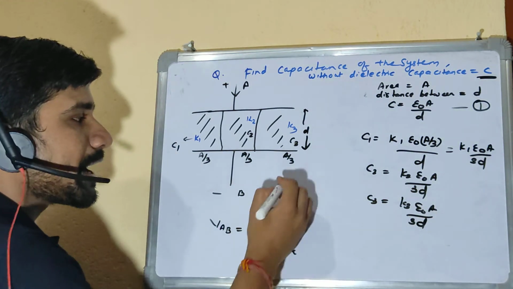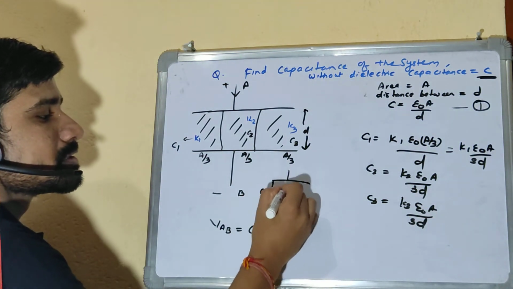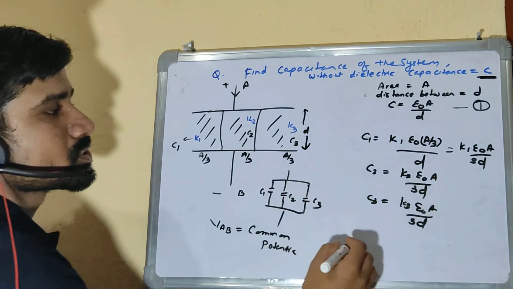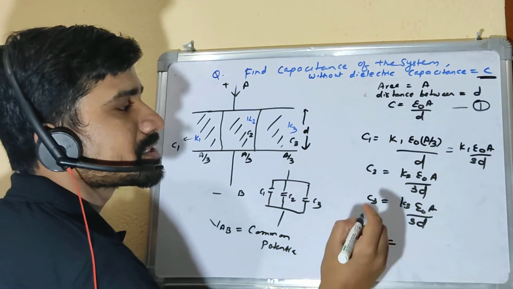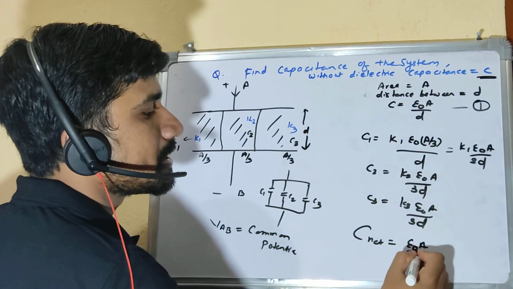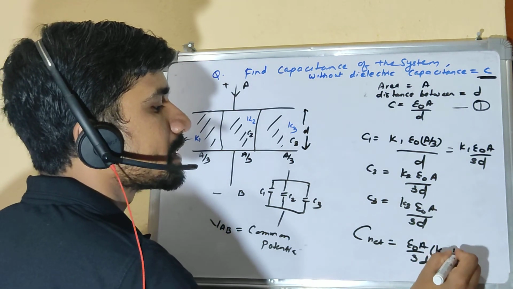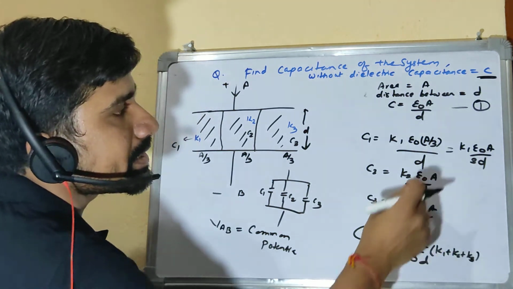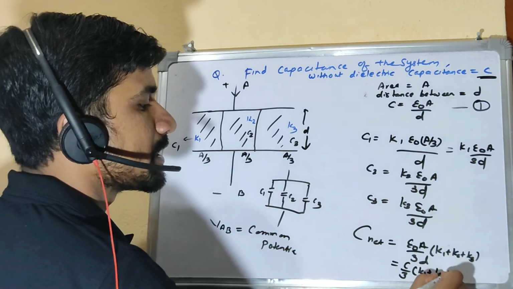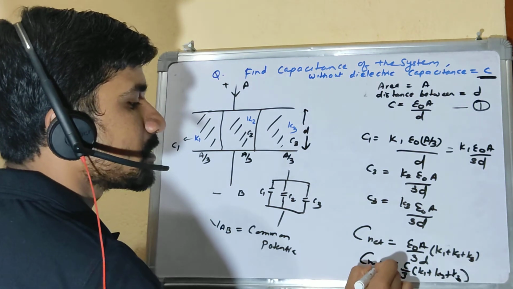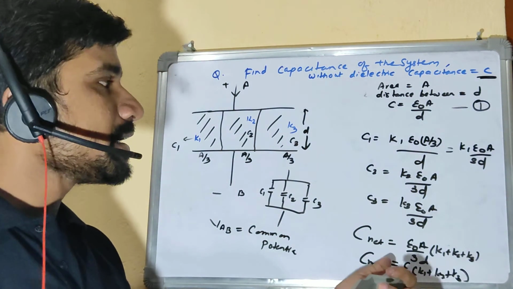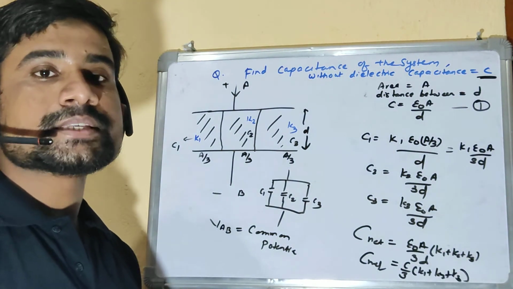And since this is a parallel combination of C1, C2, C3, the net capacitance will be C1 plus C2 plus C3. If I take all common, this becomes epsilon naught A by 3D into K1 plus K2 plus K3. And epsilon naught A by D is nothing but C. So this becomes C by 3 into K1 plus K2 plus K3. This is the net capacitance now. So after inserting the dielectrics, the net capacitance becomes C by 3 into K1 plus K2 plus K3.